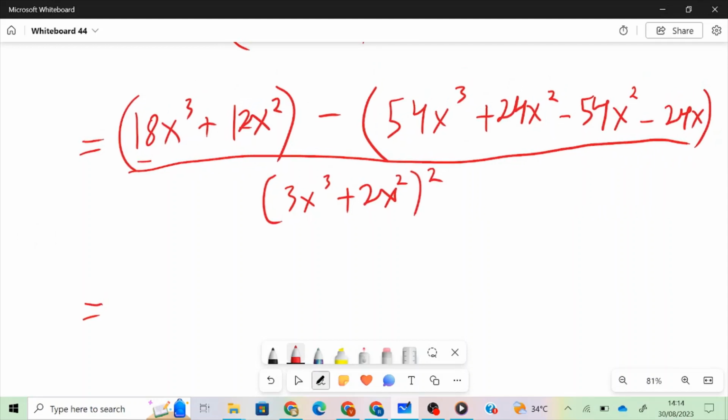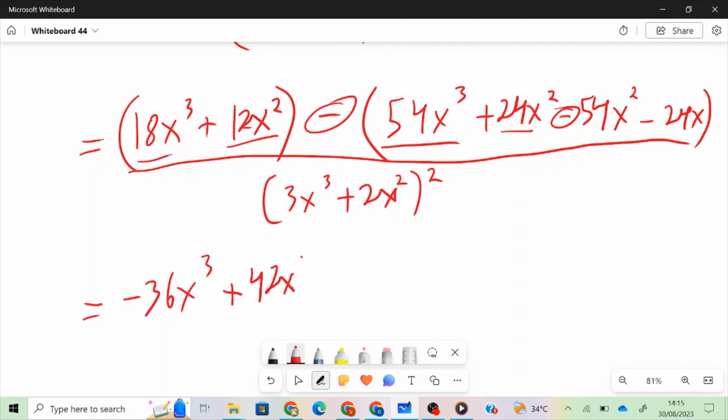18x cubed minus 54x cubed, that should be minus 36x to the power of 3. 12x squared minus 24x squared gives me minus 12x squared, and minus 12x squared plus 54x squared, because we have a minus over here and then a minus over here as well. So minus 12x squared plus 54x squared should give me 42x squared. So plus 42x squared, and we only have one term with x, and that's minus 24x.